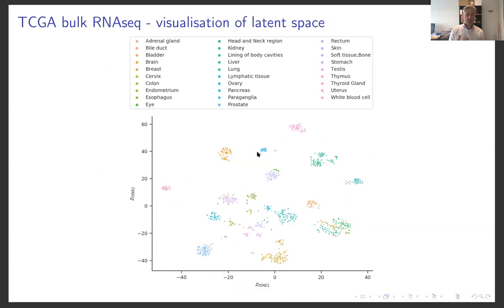We can also apply this to a different data set. This is no longer single cell, so it's no longer a particularly sparse data set. This is a big pan-cancer data set called TCGA with many different types of samples from tumors. You can see the different types of tumors here, and you can see that we have a pretty decent clustering of the different cancer types in this example.